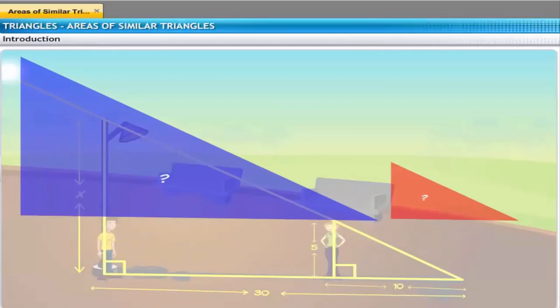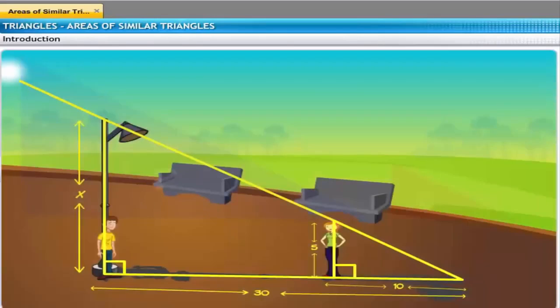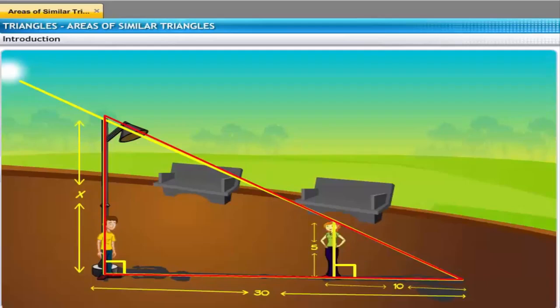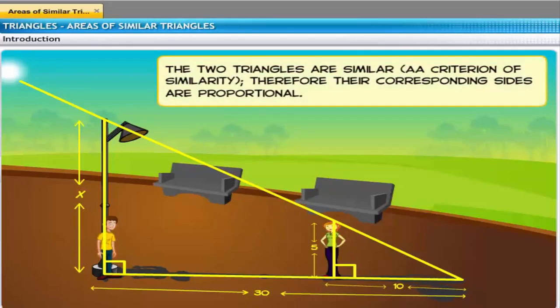Now, are these triangles similar? In the two triangles, we have two pairs of corresponding angles equal. Hence, by the AA criterion of similarity, the triangles are similar. Recall that the sides of similar triangles are proportional.